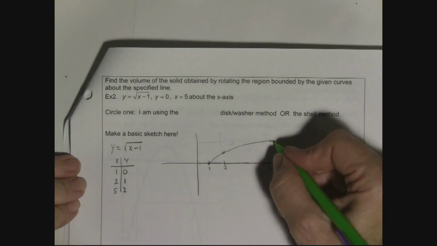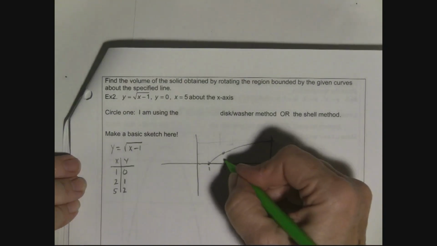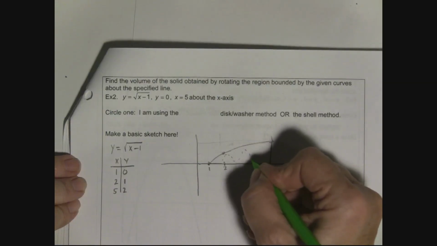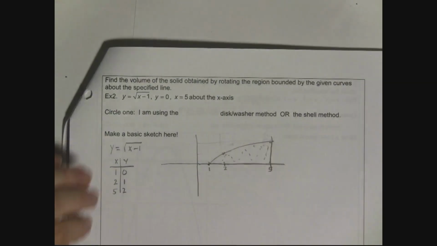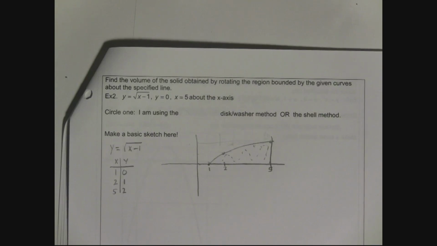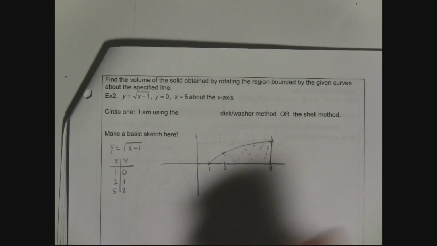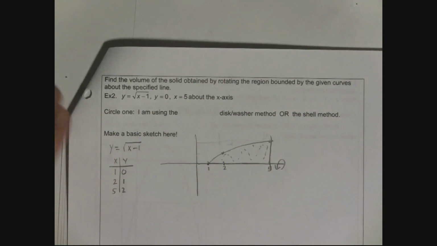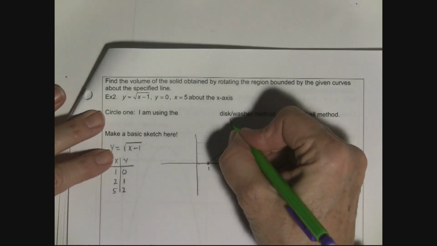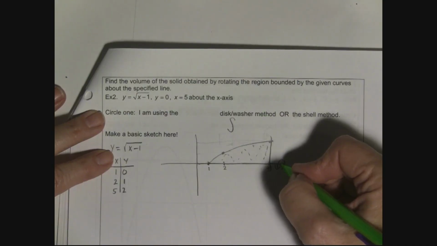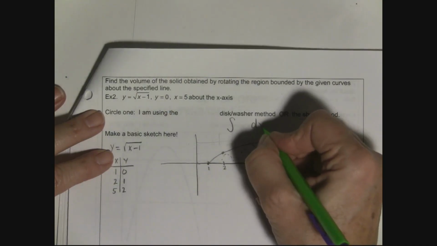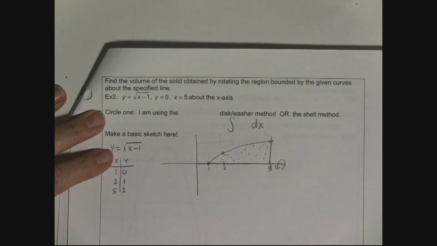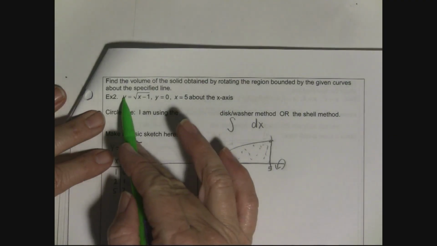And then x equals 5. And so this is what's being trapped. And they're going about the x-axis, right here, they say. So I have my story, and my story is that if I'm going around the x-axis, then the washer is dx, which means my equations have to be solved for y, which they are.